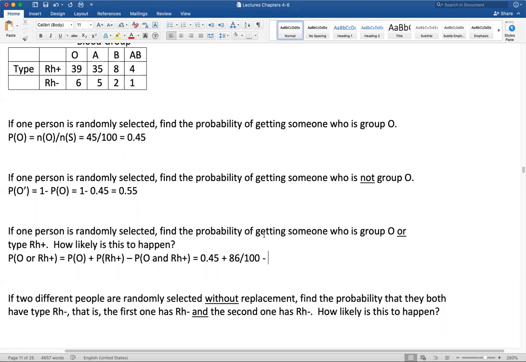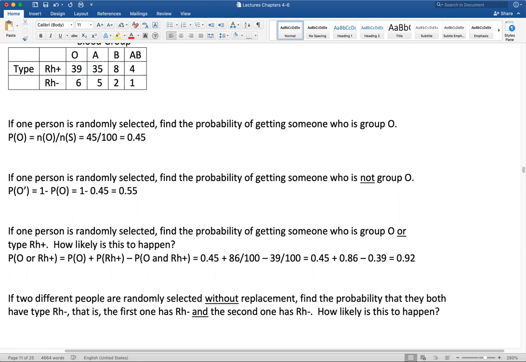has blood type O and Rh plus? 39, right? This many people have blood type O and Rh plus. So 39 divided by 100. Okay, so calculating this one is what? 0.45 plus 0.86 minus 0.39. So that's going to be what? 0.92. Okay.